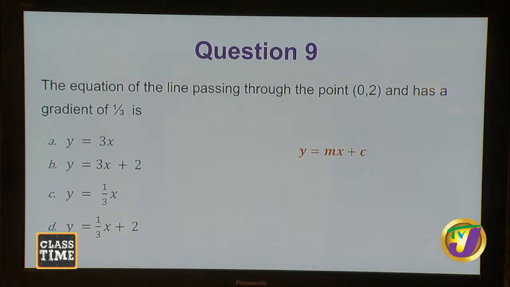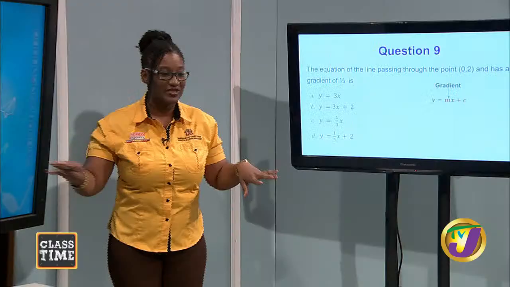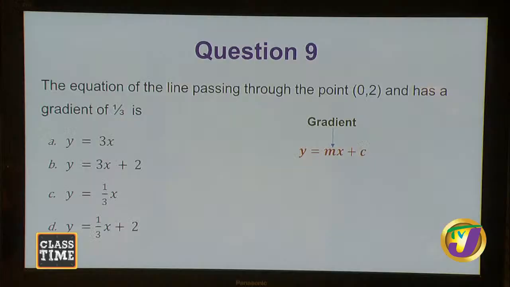But m and c are actually values, yeah? Constants. Special values that we know. What does the m represent again? I think it's the gradient. Gradient, right. So hold on. Pause. I'm looking at the question, and it tells me that I'm looking for the equation of a line whose gradient is 1/3. I know that the m value represents the gradient. So where m is, I'm expecting to see 1/3.